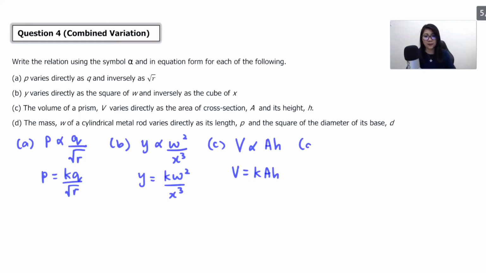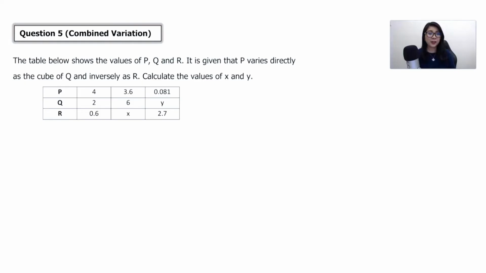Now let's solve for D. The mass W of a cylindrical metal rod varies directly as its length, and the square of the diameter of its base D, meaning D squared. Okay, after that, we're going to change it into equation form, which is W equals k L D squared. And that's the answer. Let's look at question number 5.